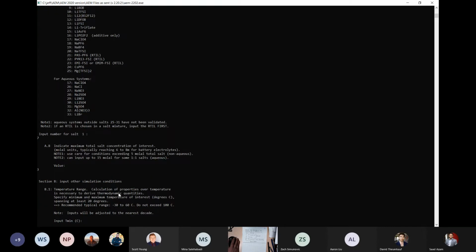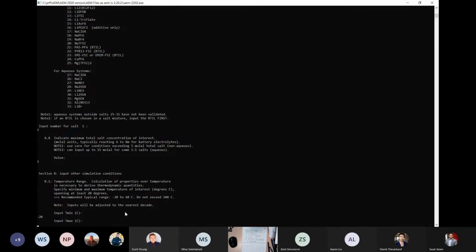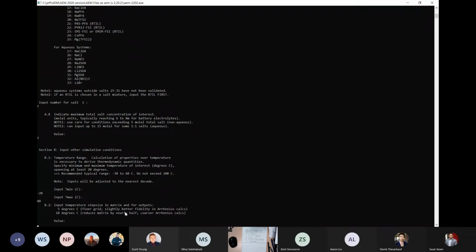And then it asks you for the temperature range. Calculated properties over temperature. It's necessary to derive thermodynamic quantities. Specify the minimum and max temperature of interest, scanning at least 20 degrees C. So we'll go from minus 20 to plus 40, for example. Minus 20 degrees C to plus 40 degrees C. So you can ask Eric Logan about how much easier this is than doing the measurements over this temperature range with all kinds of salt concentrations. Input temperature stepwise in the matrix, and for outputs, we'll go in 10 degree steps.